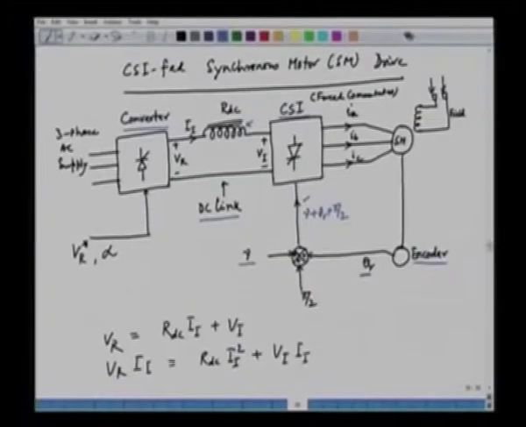And to vary the speed, we need to control the current, and hence we control the voltage VR of the converter. Voltage VR is controlled by controlling the triggering angle or the firing angle of the 3-phase converter bridge, which basically consists of SCRs. So we can control the triggering angle of the SCRs to control the DC link current, which in turn will control the torque and the speed of the machine.